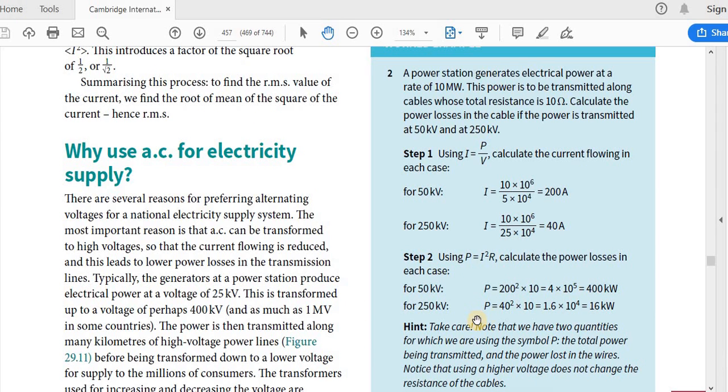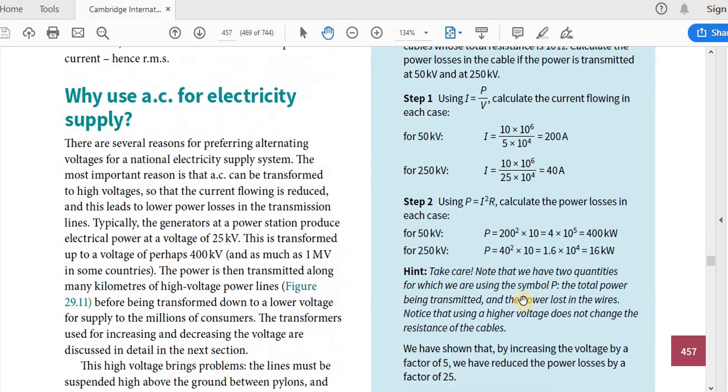This is very simple. We have P equals I squared R. Now you can see when the current is higher, when it is 200, the power dissipated or the power loss is 400 kilowatts. So P equals I squared R. When I is 40 amperes and R is still the same, 10, then the power loss is only 16 kilowatts. So you see, when the current is more, the power loss is more. When the current is less, the power loss is less.